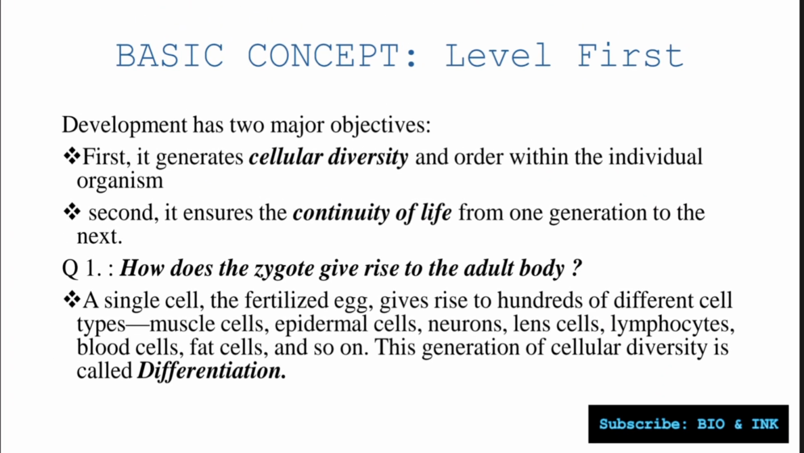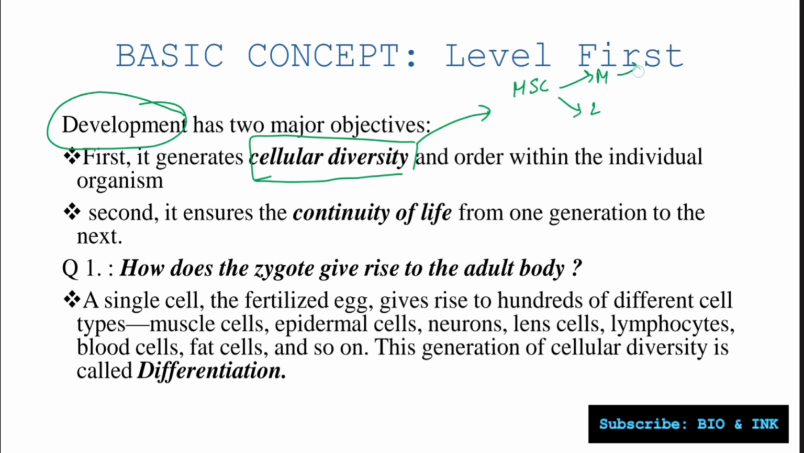The next, basic concept level 1. As we're studying developmental bio, we have to come across diversity of cellular structures. Suppose we have hematopoietic stem cells, they have different lineages, myeloid, lymphoid, and then they further divide into different types of cells. Now similarly, this happens even for zygote.